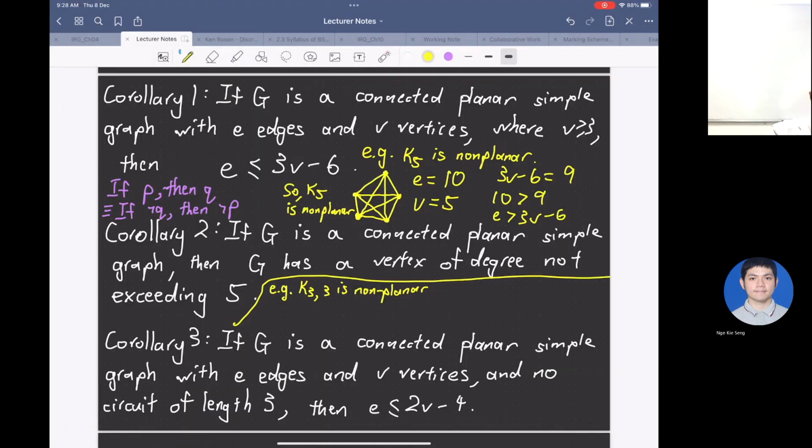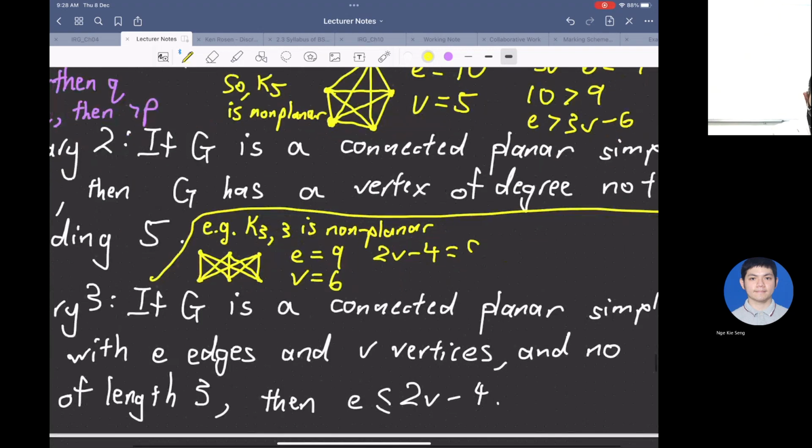So what's the number of edges? Anyone know the number of edges of this complete bipartite graph? 9, right? E is 9. V is 6. So what is 2V minus 4? 8. But 9 is greater than 8. E is greater than 2V minus 4.